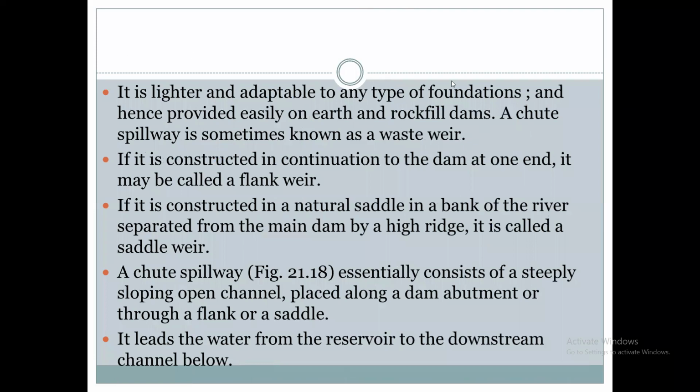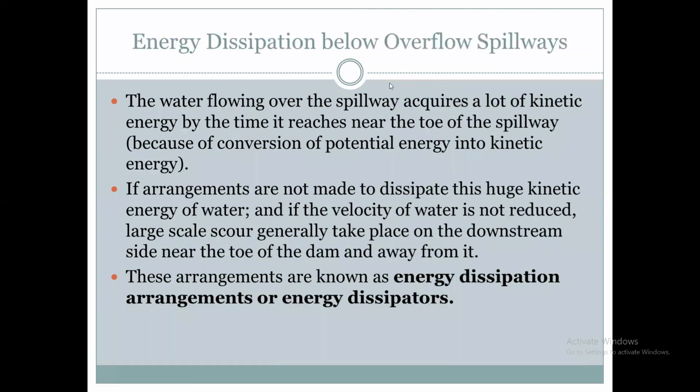The energy dissipation below overflow spillways. We have seen different types of spillways. The water flowing over the spillway crest develops kinetic energy. Potential energy is converted into kinetic energy. So this energy has to be dissipated. This energy has to be reduced to avoid scouring action on the downstream side of the dam, near the toe of the dam.